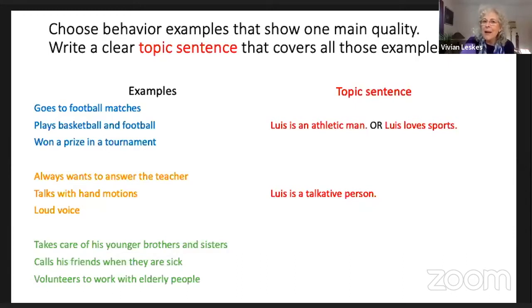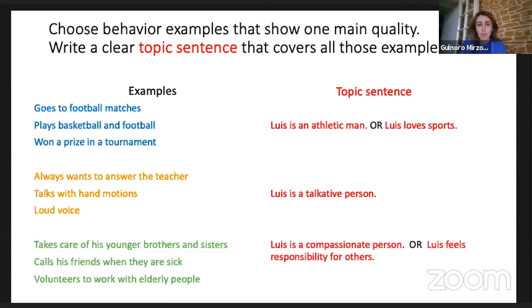Ambitious? I don't think that looks ambitious to me. He takes care of his brothers and sisters. He calls his friends when they're sick. He volunteers to work with elderly people. That doesn't sound ambitious. That sounds caring. Responsible? Okay. Responsible, thoughtful. Good. Generous. Okay, all of those things.